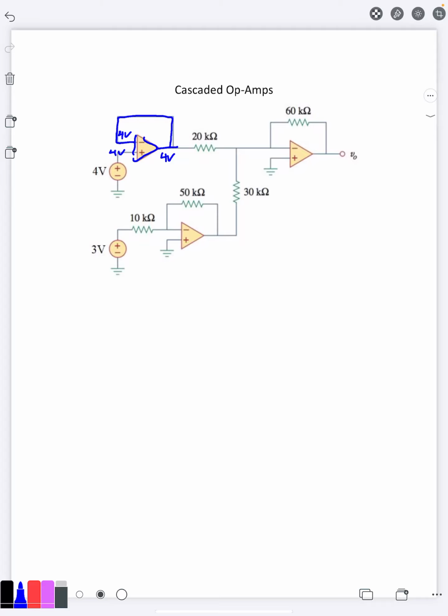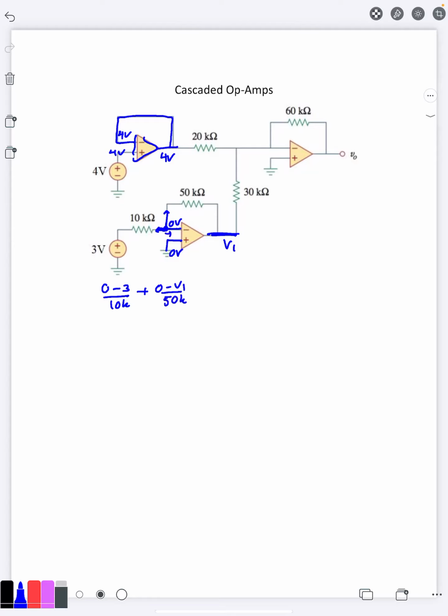If I look at the bottom op-amp here, I see the positive terminal is hooked up to ground. That means the negative terminal is also going to be 0 volts. I'll go ahead and do node voltage at the negative terminal here. Let me give a name to this. I'll call this V1. So then the current going left would be 0 minus 3 over 10k ohms, and the current going up is 0 minus V1 over 50k.